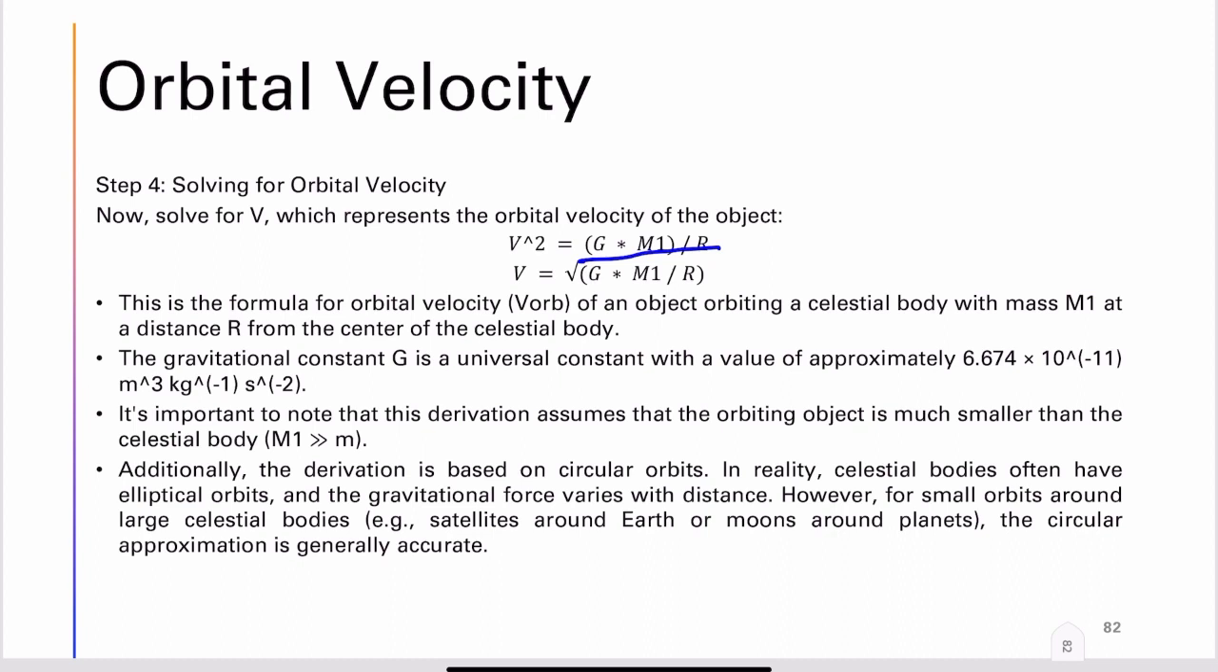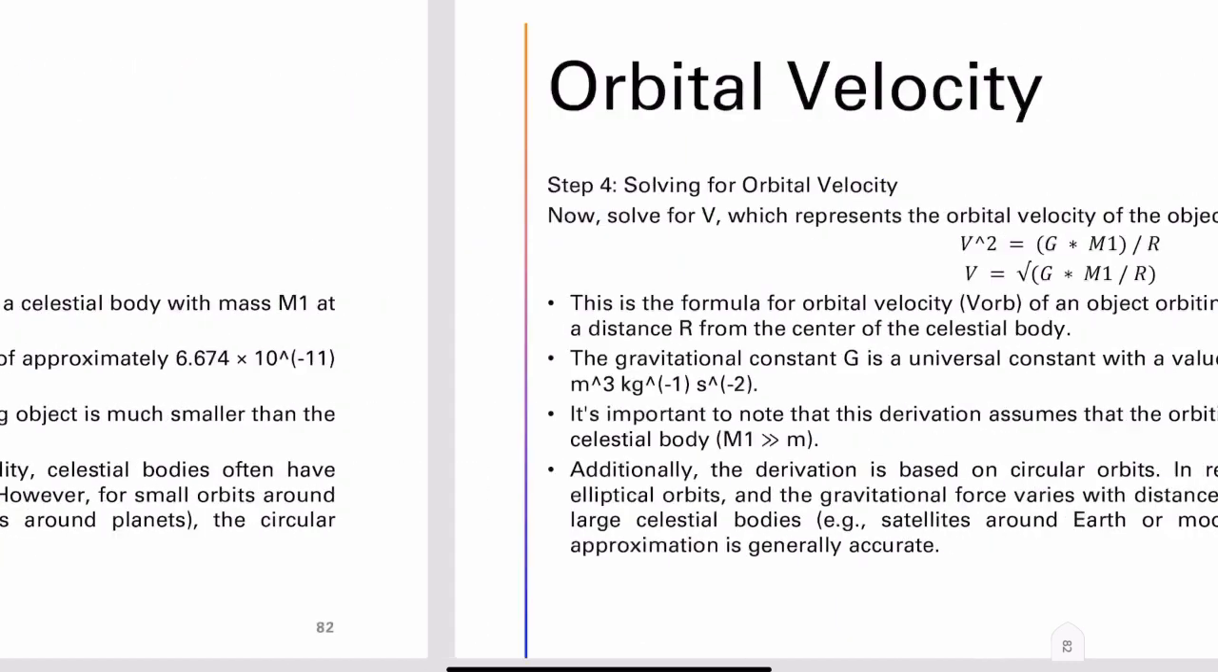Additionally, the derivation is based on circular orbits. In reality, celestial bodies often have elliptical paths, and the gravitational force varies with distance. However, for small orbits around larger celestial bodies, the circular approximation is generally accurate.